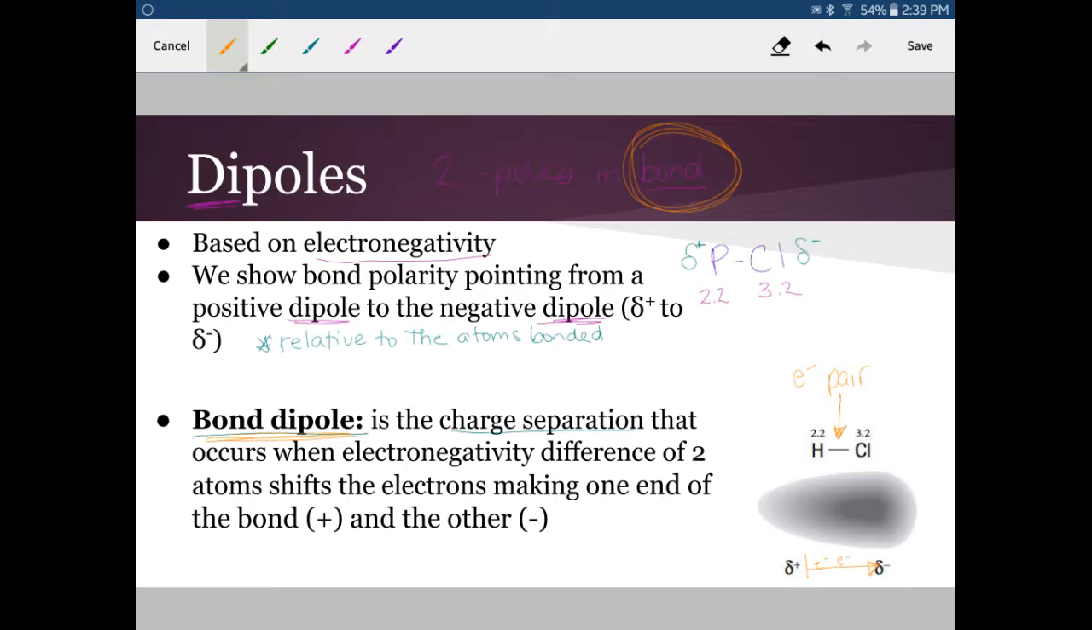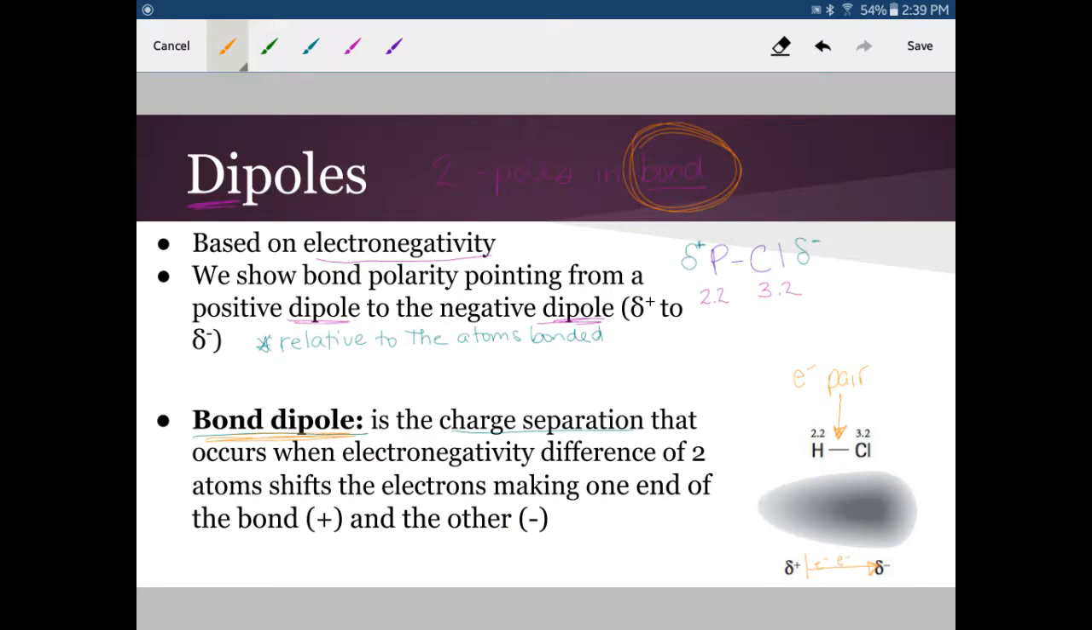So when we talk about polarity, there's two senses of the word polarity, and we have bond polarity or bond dipoles. Okay, so we talked about polar covalent versus non-polar covalent. This is a polar covalent bond because we have unequal sharing of electrons, where if we have a non-polar covalent bond, we have equal sharing. There's no polarity in that bond.